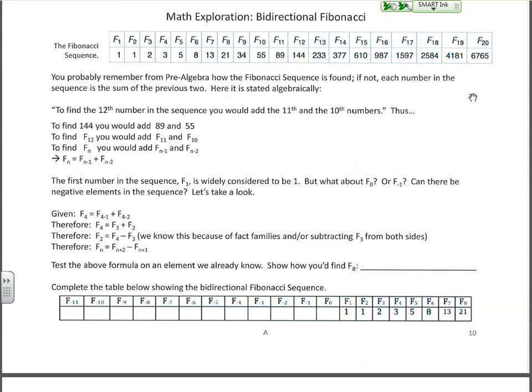We've talked about how it's formed, that each number in the sequence is the sum of the previous 2 numbers before it. So 1 plus 1 is how we get 2. 1 plus 2 is how we get 3. 2 plus 3 is how we get 5. 3 plus 5 is how we get 8. 5 plus 8 is how we get 13. 8 and 13 is 21, and so on and so forth.